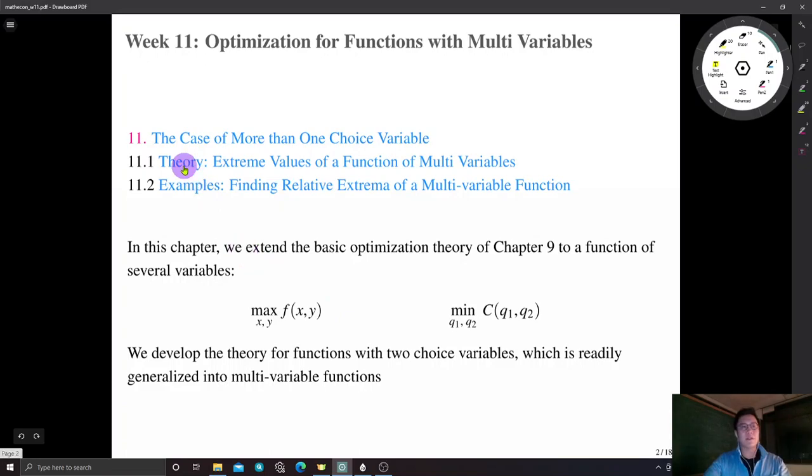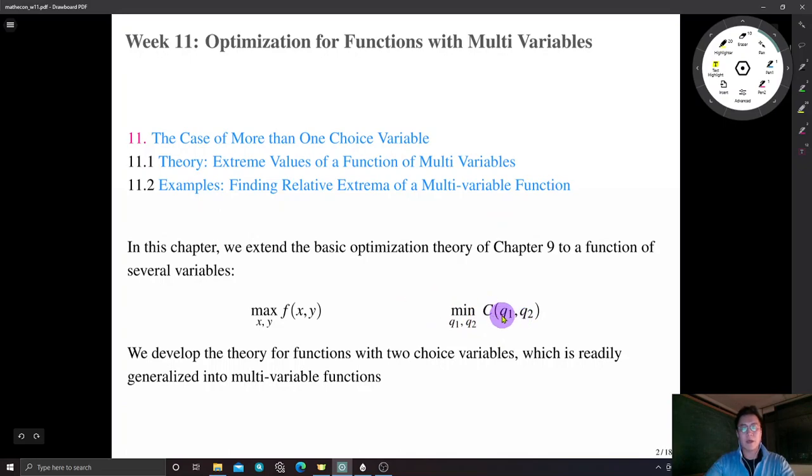So chapter 11 is a little bit lengthy, so I subdivide the chapter into two pieces. In this video, let me introduce the relevant theory, and in the next video, I'm going to show you several examples, okay? So let me start with some motivating example.